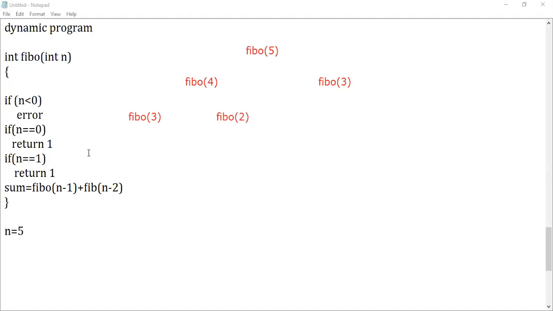Again, this 3 will be called. When we call 3, it becomes Fibo of 2 and this becomes Fibo of 1. So again, this Fibo of 2 will be called. This will become Fibo of 1. Again, this will become Fibo of 0, right? So 2 minus 2 becomes 0.